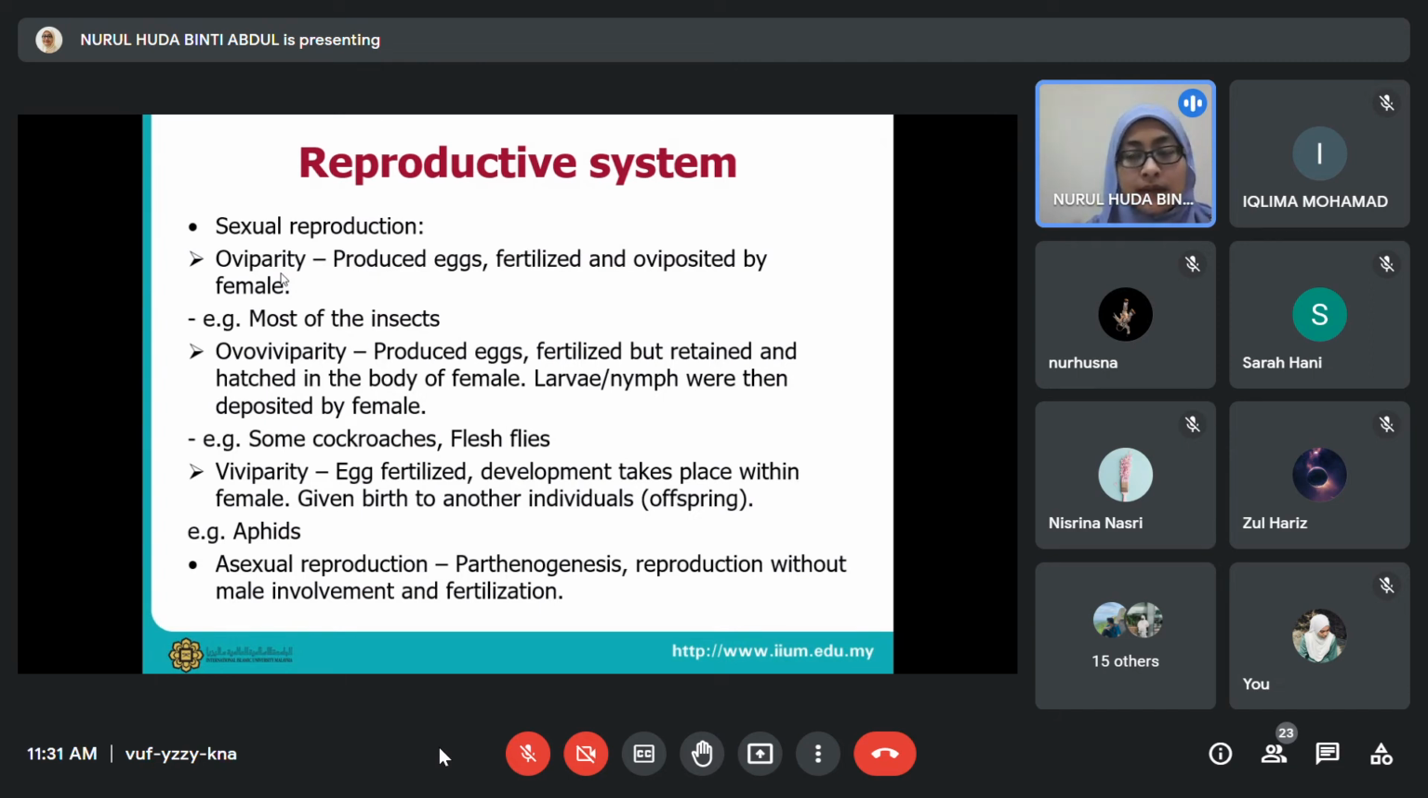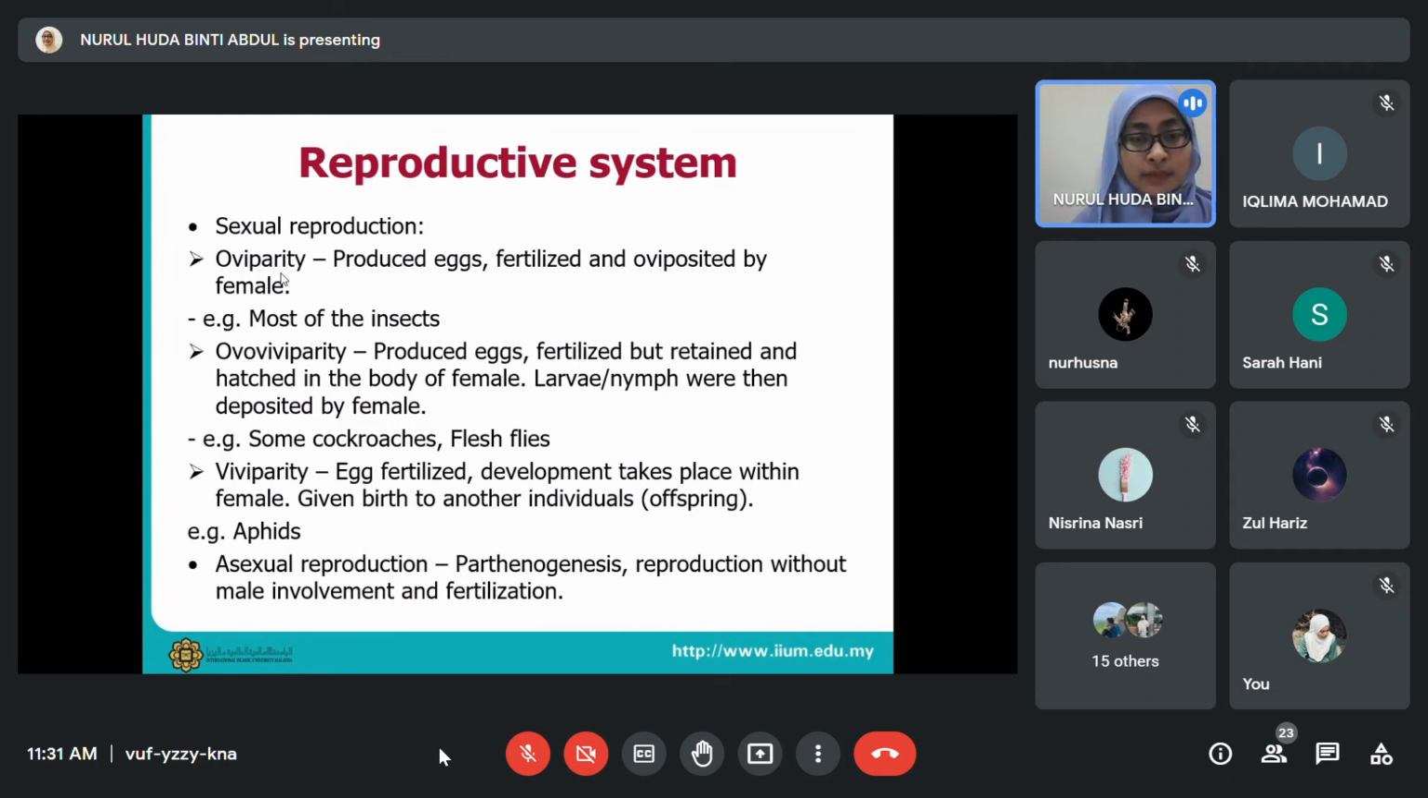Okay, and there is also something called viviparity. Okay, viviparity is just that they have unfertilized eggs, and then fertilized, but rather than deposited as eggs outside or inside the female body, it's just that it's developed into a different individual. Maksudnya viviparity ni, you can imagine that it's happen like a giving birth, macam human.